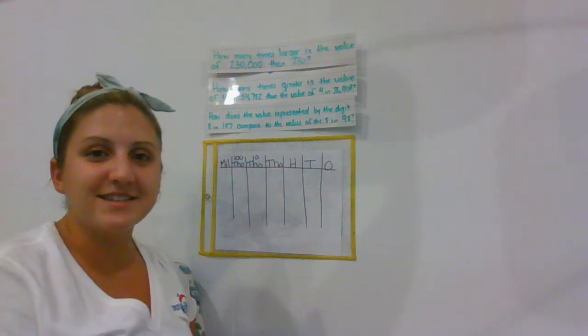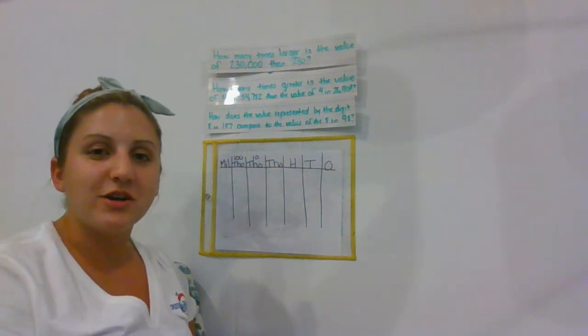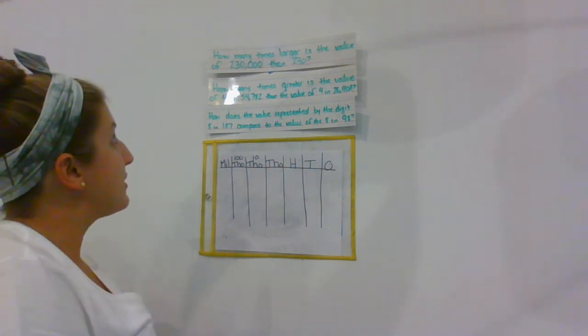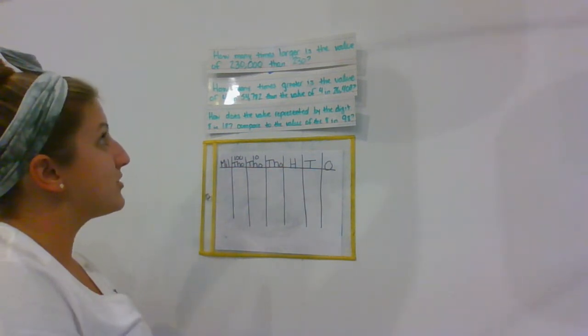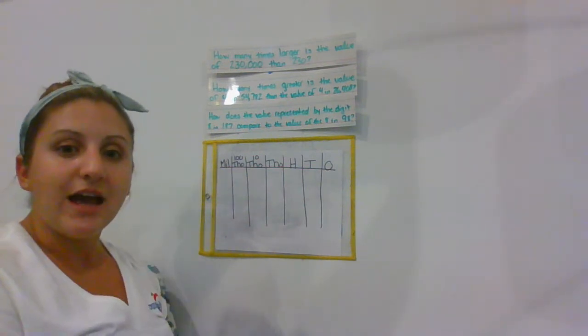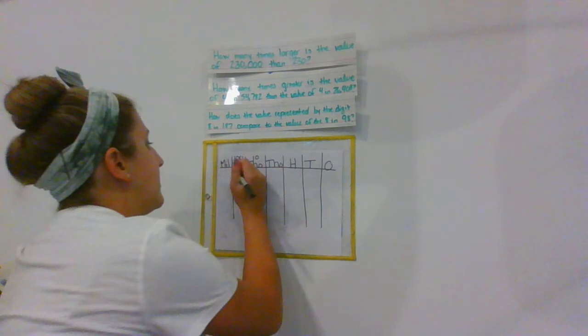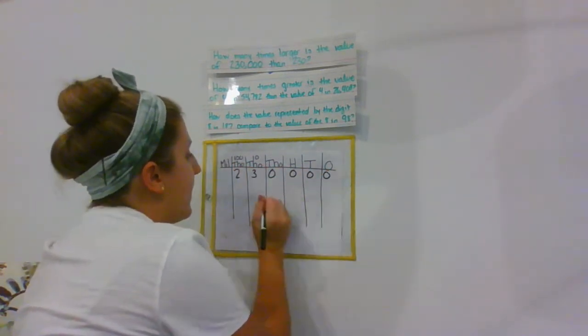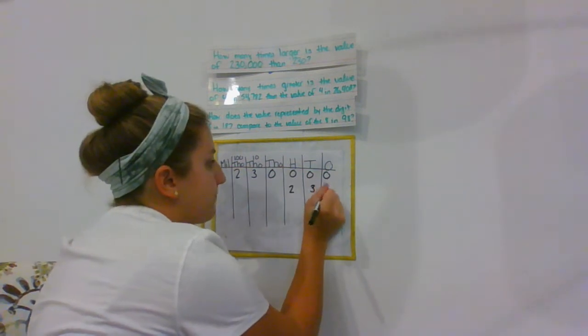Hey math friends, this is a video to review some questions for our standard NBT.1. So the first question says, how many times larger is the value of 230,000 than 230? I'm going to use my place value chart to help me. So I'm going to first put in my number 230,000, and then I'm going to put in the number 230.